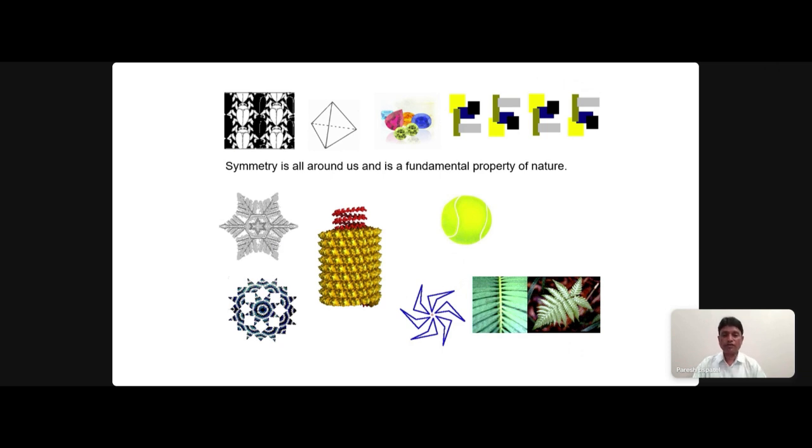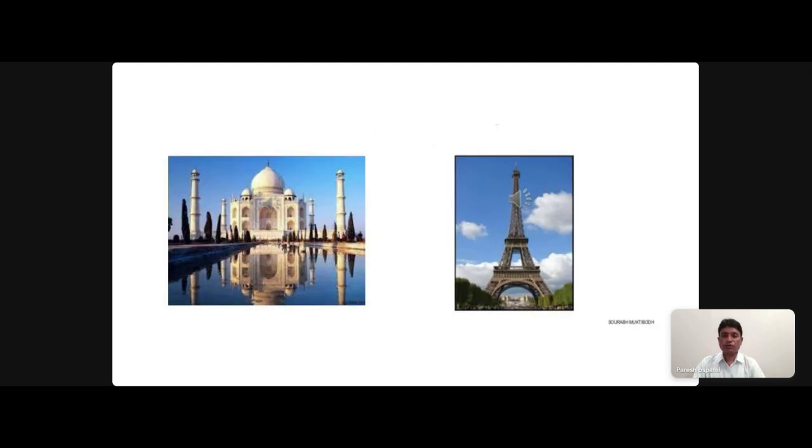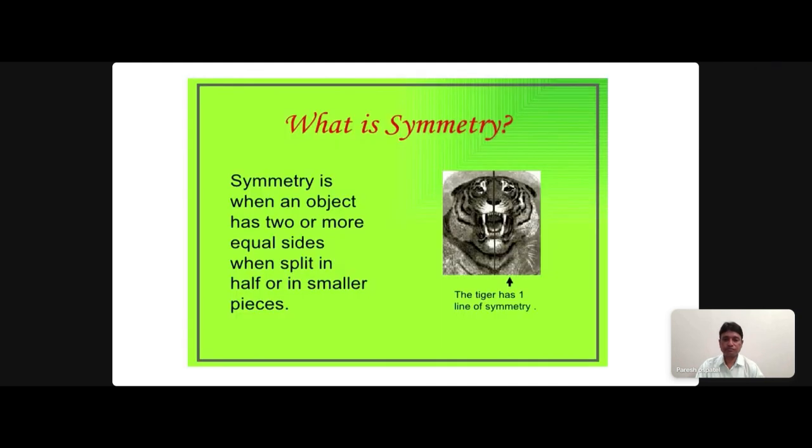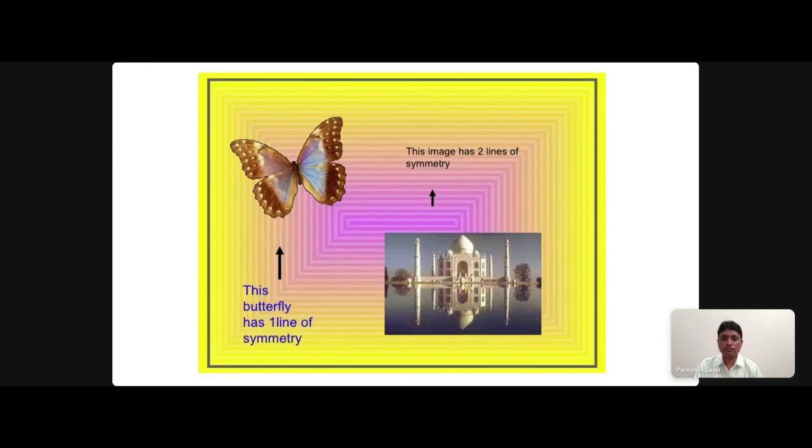Symmetry is all around us and is a fundamental property of nature. The beauty of the Taj Mahal and the Eiffel Tower is due to their symmetry. Symmetry is when an object has two or more equal sides when split in half or in smaller pieces. The butterfly has a line of symmetry.